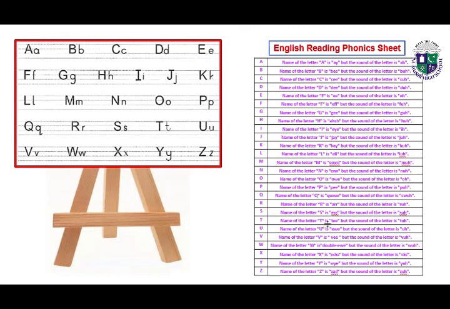Name of the letter S is S, but the sound of the letter is S. Name of the letter T is T, but the sound of the letter is T. Name of the letter U is U, but the sound of the letter is U. Name of the letter V is V, but the sound of the letter is V. Name of the letter W is W, but the sound of the letter is W. Name of the letter X is X, but the sound of the letter is X. Name of the letter Y is Y, but the sound of the letter is Y. Name of the letter Z is Z, but the sound of the letter is Z. Okay, this was the phonics of the English reading phonics sheet.